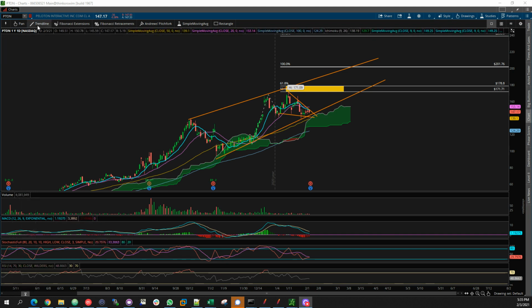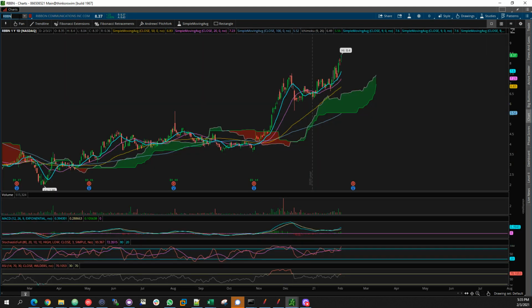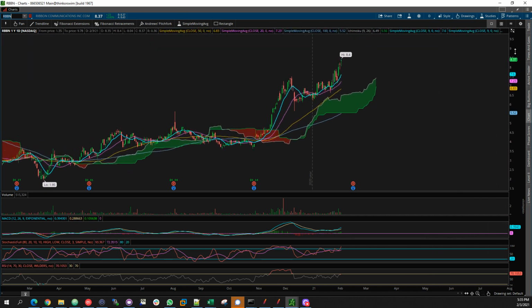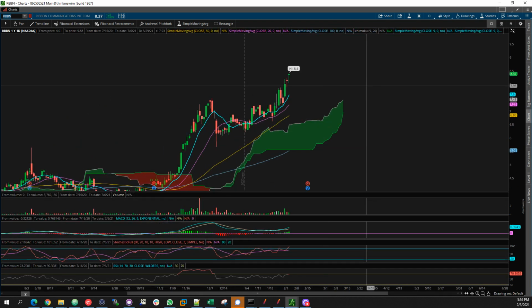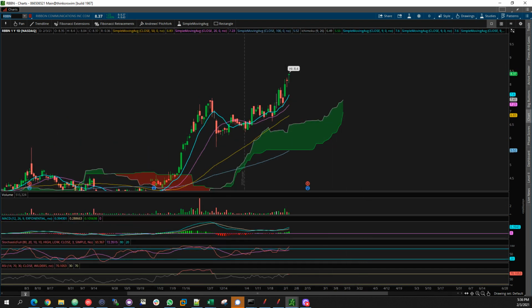Next up is RBBN. Not familiar with the name, but we'll give it a try. Ribbon Communications. Wow. Yeah, this is bullish, but we kind of missed this one. I wish you'd asked me this a couple days ago, because when you see a support like this, a rounding bottom, it's still bullish. You could still go at it, but I'm not sure how the earnings will play out.